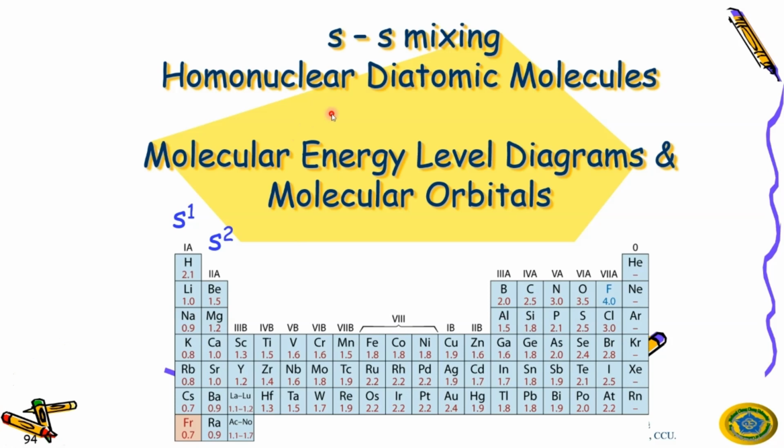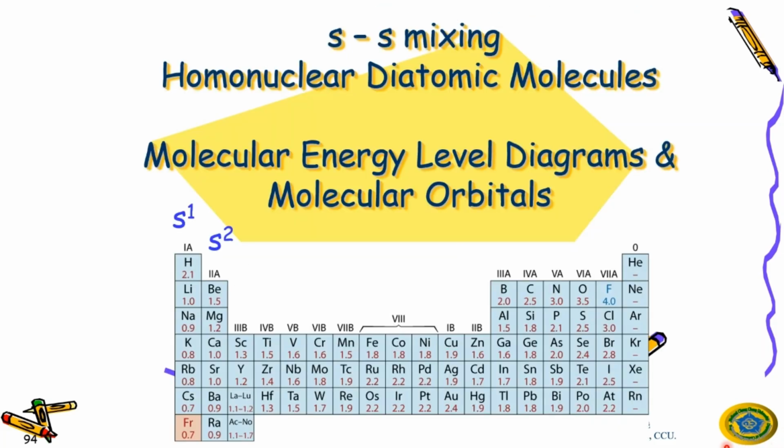First of all, let's think of s orbital and s orbital mixing. I mean, I have lithium and lithium, or hydrogen and hydrogen. So this is called homonuclear diatomic molecules. In the periodic table, this is the s block, and this is p1, p2, p3, p4, p5, p6, right? Okay, so now we want to know the structure of the orbitals, and also we want to know the energy of these molecules.